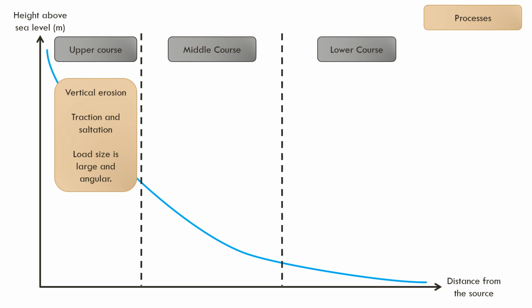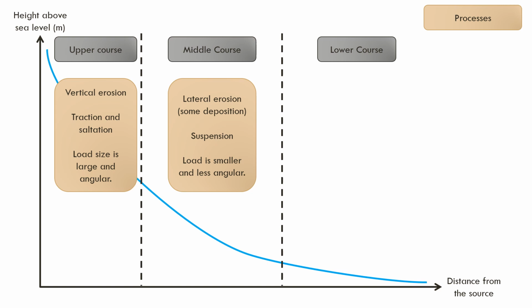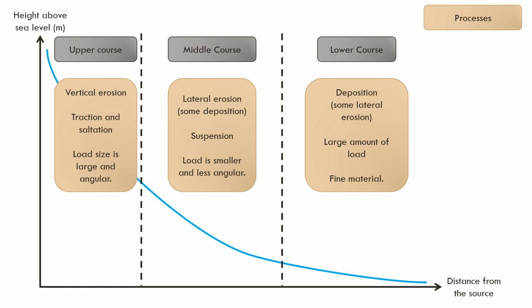So we know that in the upper course there's more vertical erosion, traction and saltation. As you progress downstream, vertical erosion turns into lateral erosion, traction and saltation turn to suspension, and the load size becomes smoother and smaller. And so by the time we get to the lower course, there's more deposition, some lateral erosion, and you have a large amount of load, but that's very fine material.